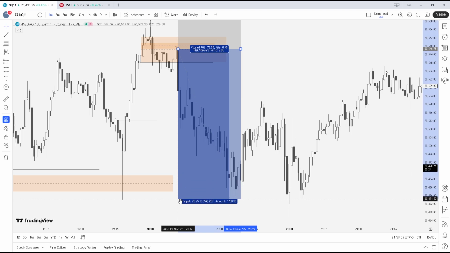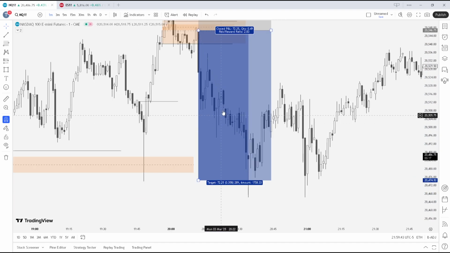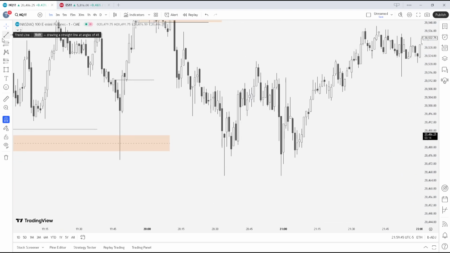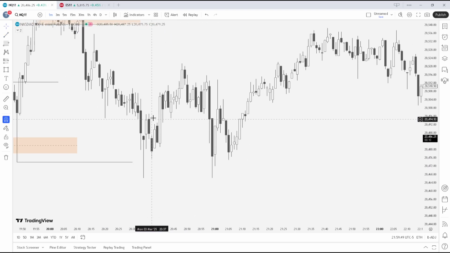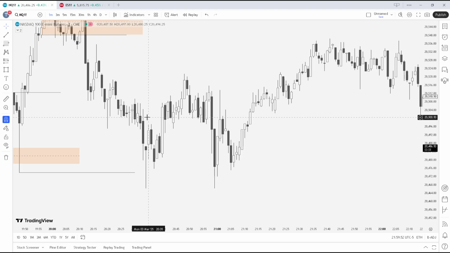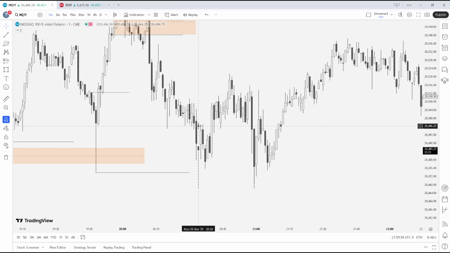Target sell side right here. And then once we sweep sell side, so once we sweep this, do we get any good moves higher? I don't really see anything too good.